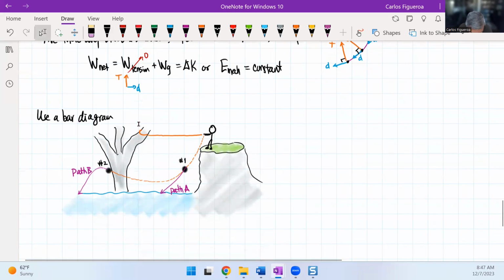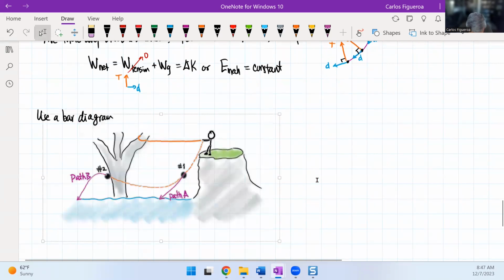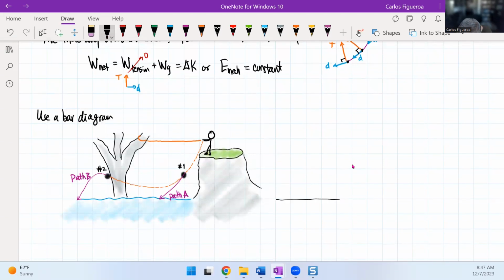So if I use a bar diagram, let me set the water level at one of these lines. Then what you're seeing here is that this is the level right there, and this is the point where I'm going to choose y equal to 0. So when I look at the person, what do I see? If I call that point 1 and that point 2, I'm going to call this point 0.